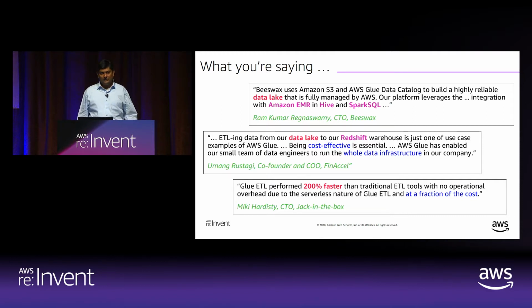They use it with Amazon EMR to query the data in Hive or Spark. They use it to load data into Redshift and run SQL queries. Customers are also telling us that Glue is cost effective. It's pretty simple to get a small team of engineers to get this up and running at a fraction of the cost of what it would take with a traditional ETL tool. They're also telling us that Glue is fast, faster than a lot of the traditional ETL tools. So how did we get there?